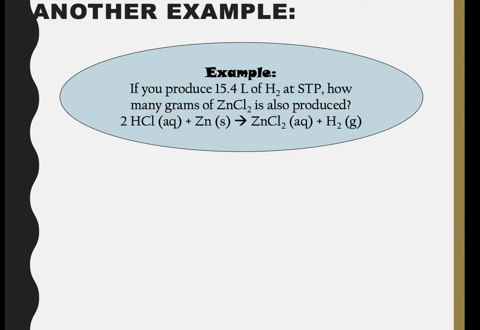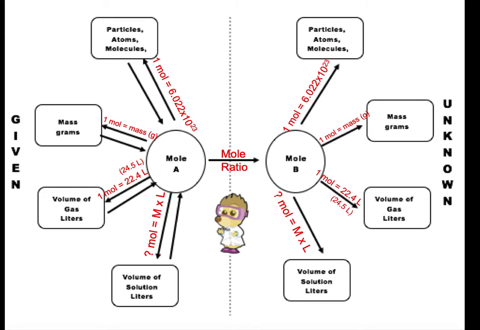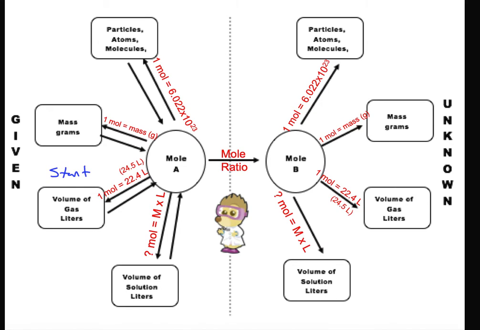So here is, I want to produce 15.4 liters of hydrogen at STP. So how many grams of zinc chloride is produced? So what I'm doing here, if I can go back, is this is where I'm starting. And I want grams of something else. So this is where I'm ending. So that whole first step that I do is, I think about what tools do I need to be able to solve this? Well, I know I'm going to need this. I know I'm going to need this. And I know I'm going to need this. And so it outlines what I need and what I need to do in order to get from one side of this chart to the other.